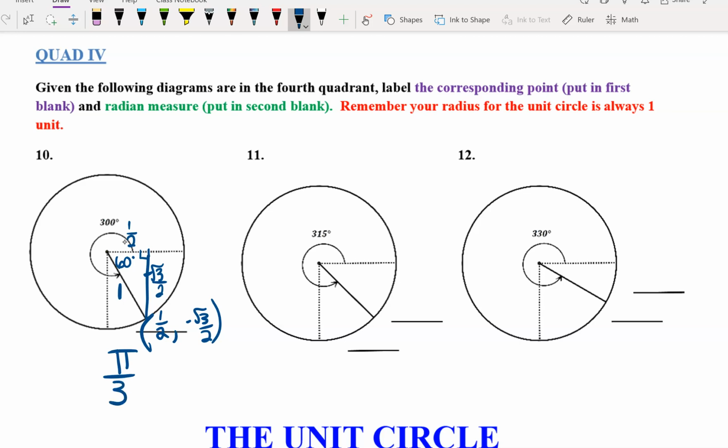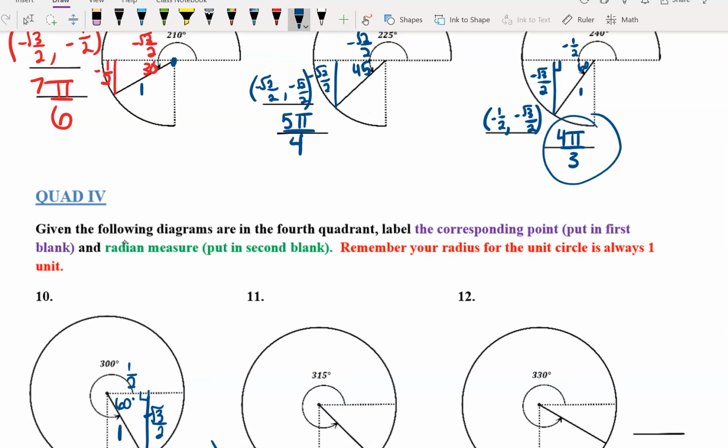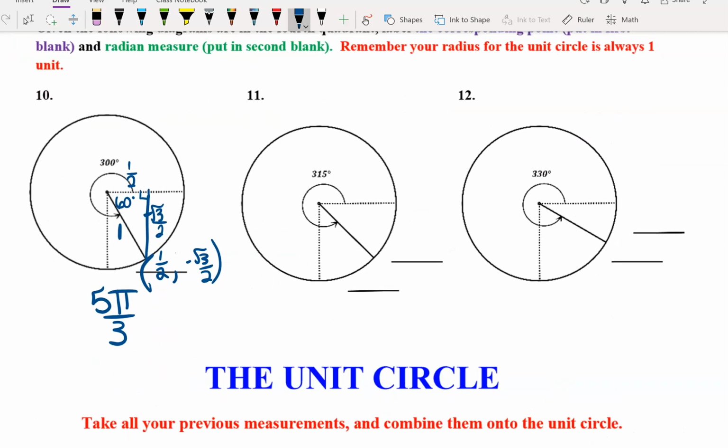But then because it's in the fourth quadrant, it's going to be 5 pi/3. And we'll talk more about that in a minute, but the last one we had was 4 pi/3, so we just count one past that and we get 5 pi/3. All right, next one, 45.